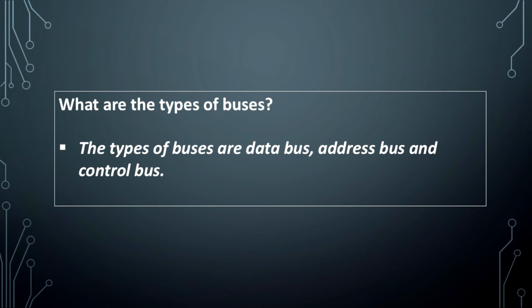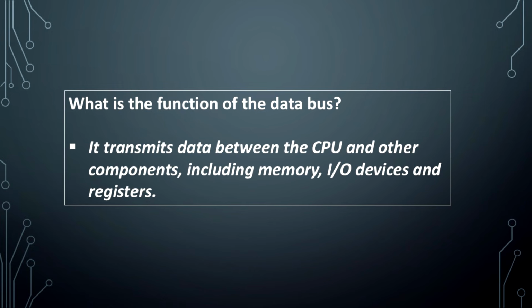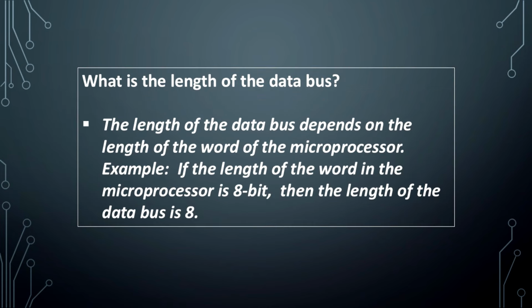What are the types of buses? The types of buses are data bus, address bus and control bus. What is the function of the data bus? It transmits data between the CPU and other components including memory, input-output devices and registers.